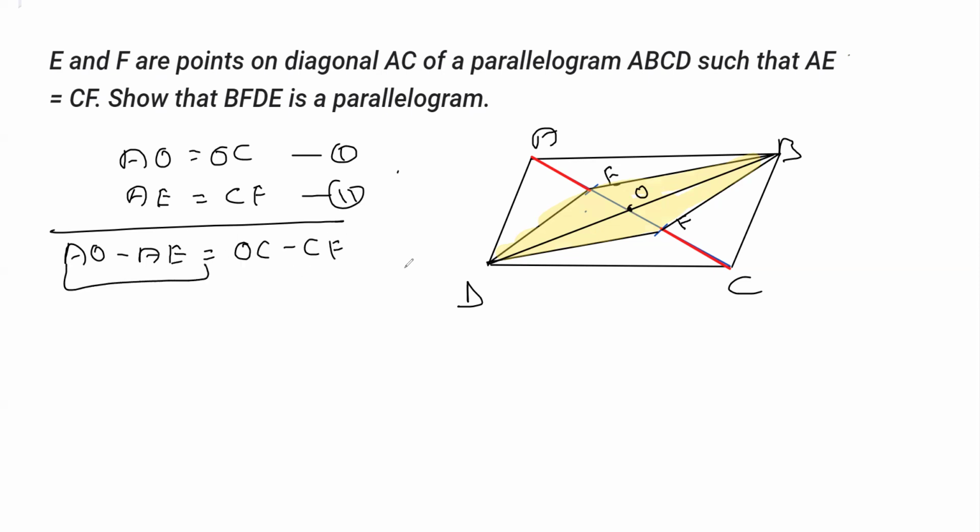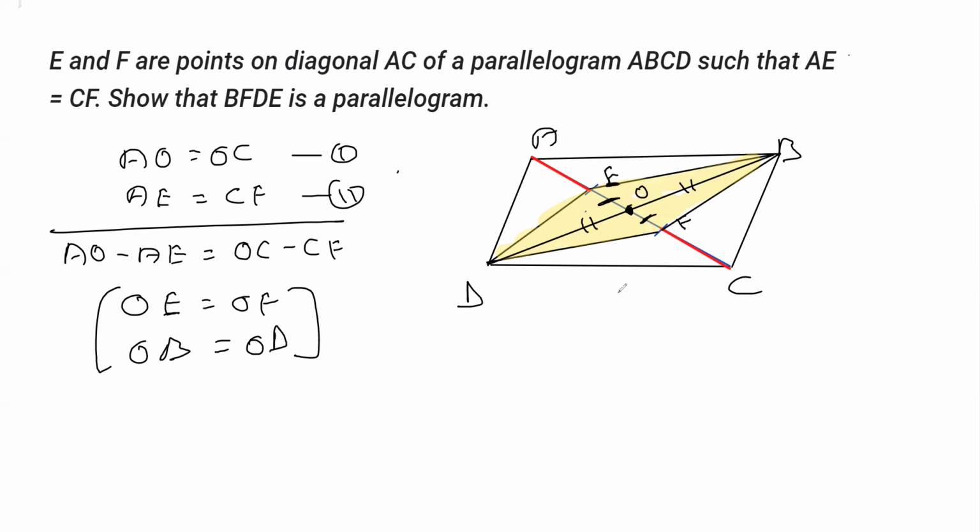So what is AO minus AE? It should give you OE, sorry, this is E here, right? So it should be OE, and the other is OF. So these two are equal. Now check here. OB and OD are already equal. OB is equal to OD.